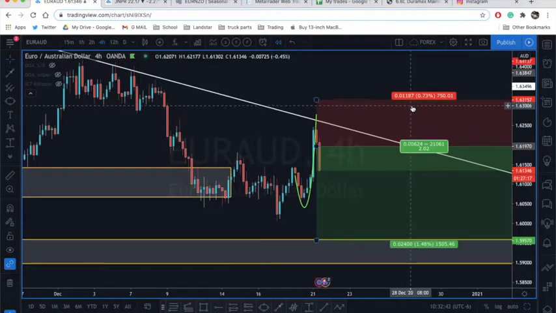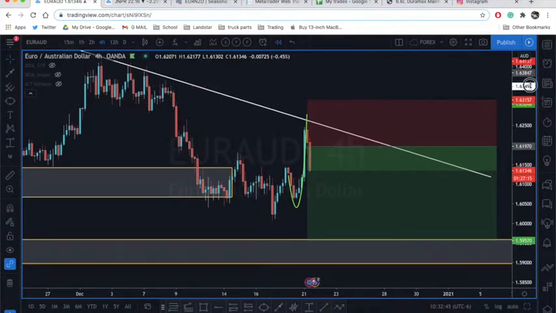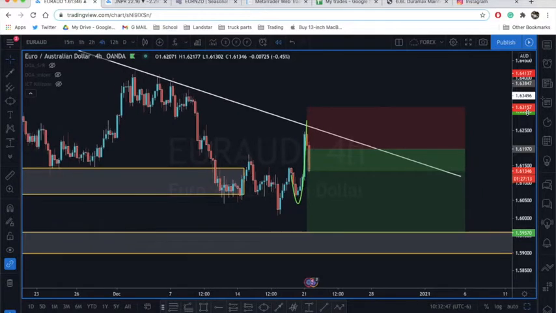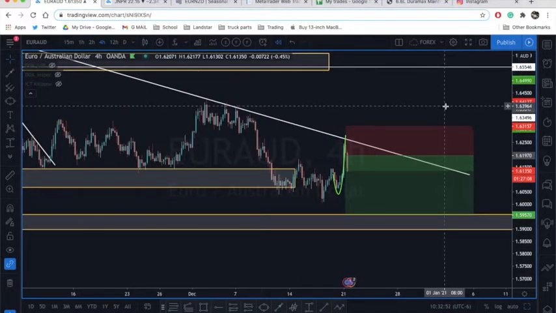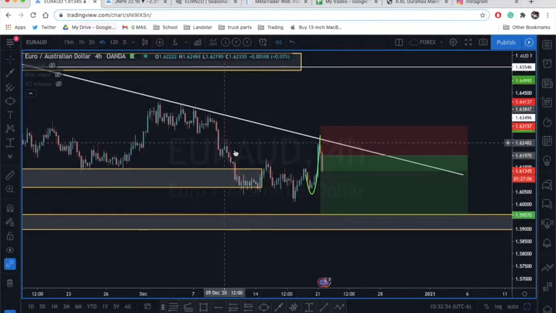Recap into Euro AUD. This trade is still ongoing, so I'll do a video recap once it hits, or I take profit, or it hits stop loss.